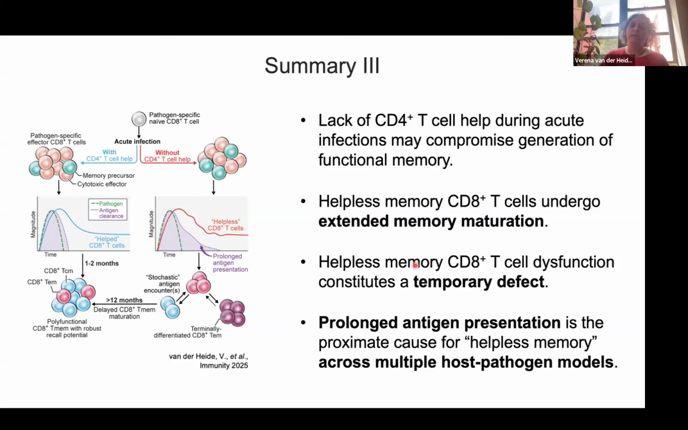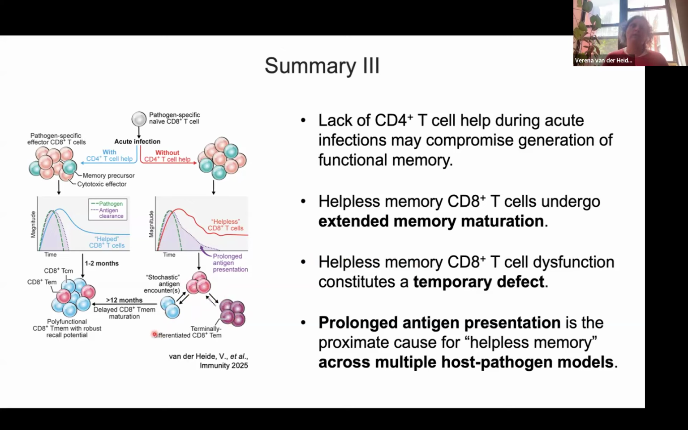And yes, this helpless memory CD8 T cell defect that people have been observing over these past decades seems to be a temporary effect, because in principle, it is reversible. The main cause of what we are seeing in our systems is prolonged antigen presentation, which is seen stochastically, or randomly, by these evolving memory T cells that then start to differentiate back to a more terminal phenotype. And eventually, when you are at this very terminal phenotype, you're probably not really coming back to being a good TCM in the end. So this is what we think is happening.